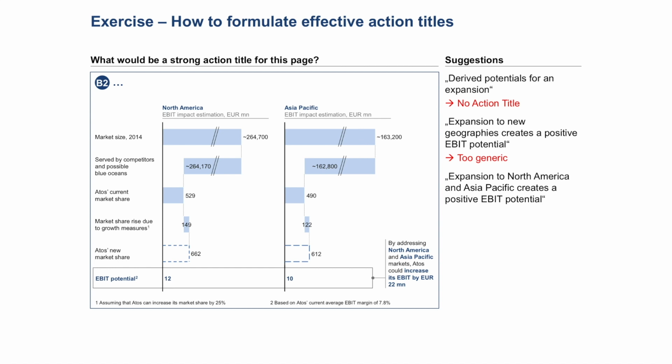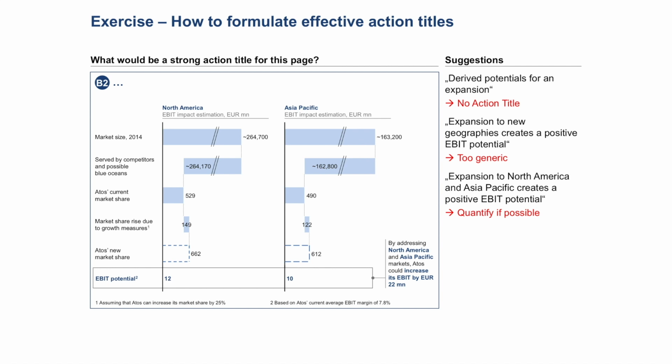So here another new suggestion for an action title. Again, pause the video. Is this a good action title or not? Expansion to North America and Asia Pacific creates a positive EBIT potential. And what you see here is that this is now much more concrete than the first or the second one, because now it talks about the specific regions that this page is looking into. So yes, now we're really getting closer to a good action title.